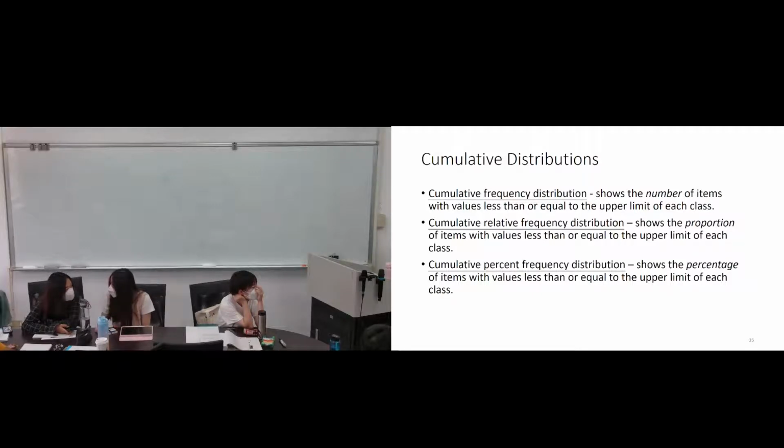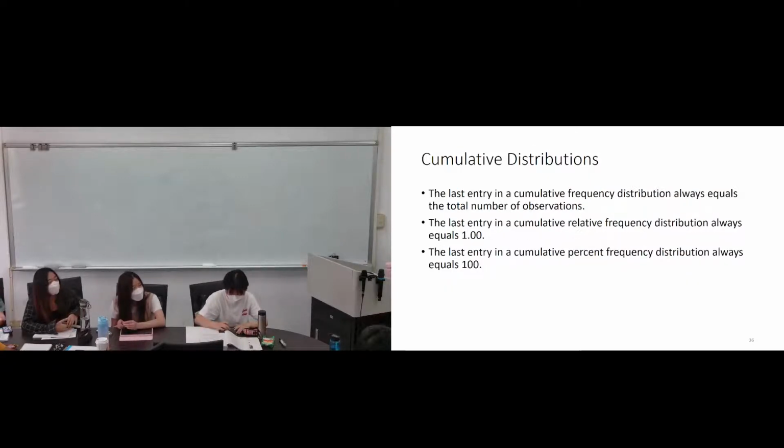So a cumulative distribution just summarizes the number of items with values less than or equal to the upper limit of each class. Again, the last entry in a cumulative frequency distribution should equal the total number of observations. The last entry of the cumulative relative frequency distribution should equal 1, and the last entry of the cumulative percent frequency distribution should be 100.